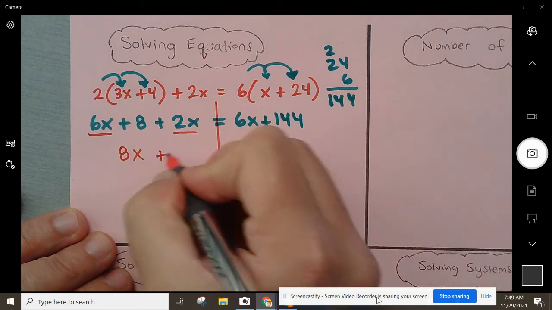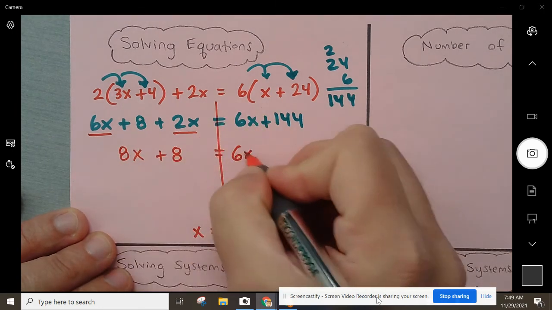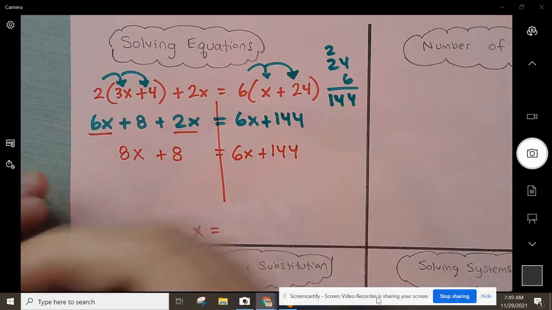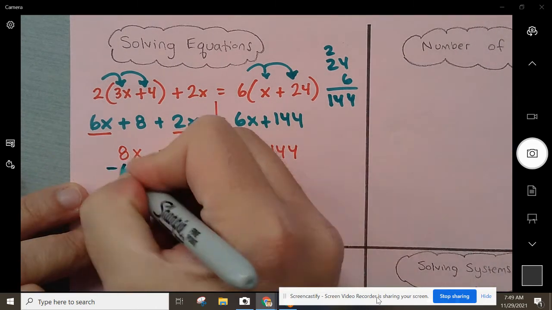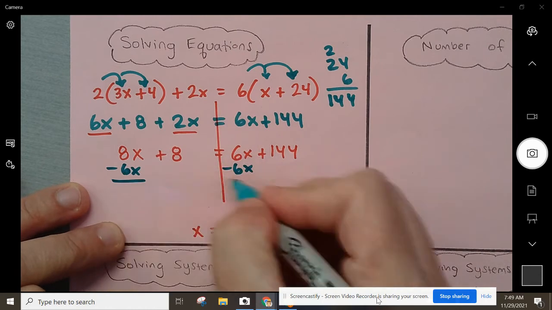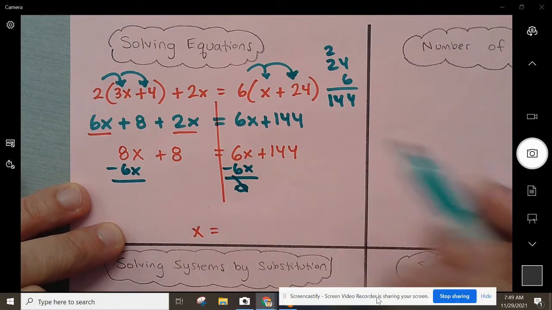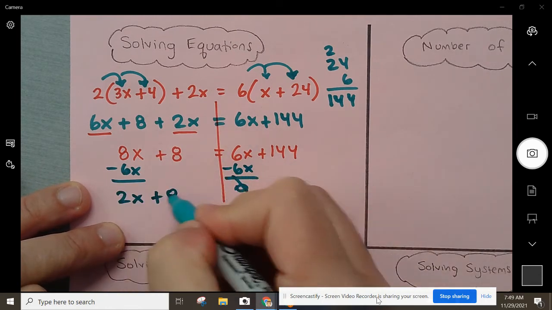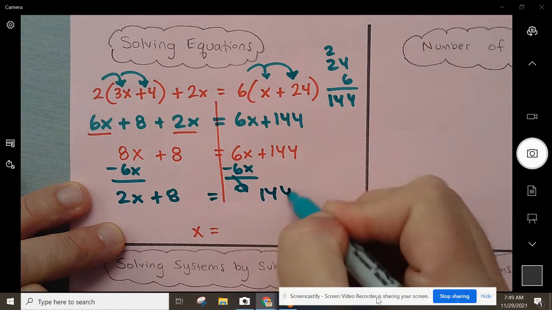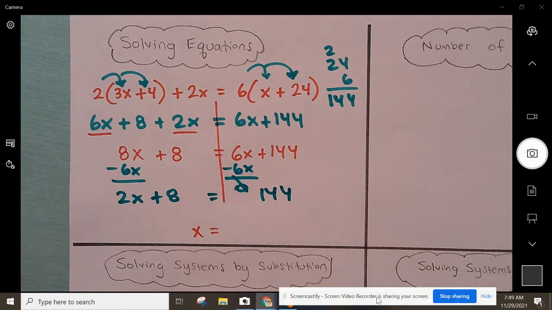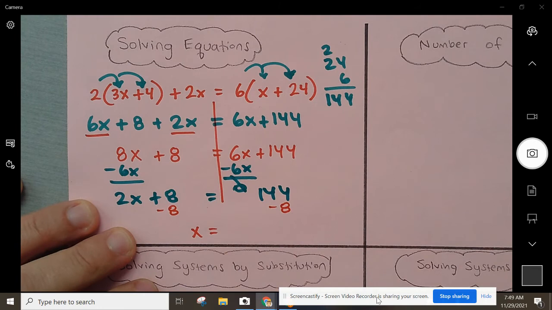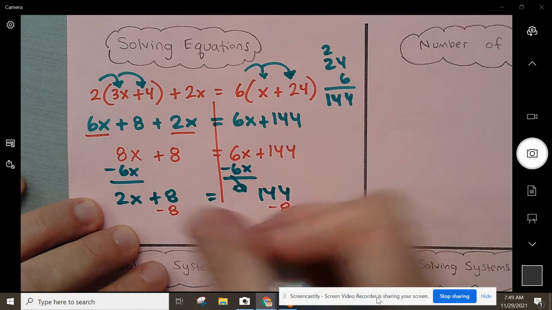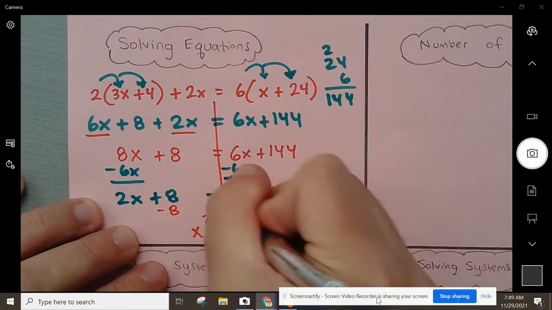8x, bring this down, plus 8 equals 6x plus 144. Keep it going. We're going to subtract 6x on both sides. That's going to cancel out. I'm going to have 2x here, plus 8 equals 144. I'm running out of room a little bit, but it's okay. We can squeeze in our problem here. If you're running out of room, it's not a big deal today. Don't worry about how much work you're writing. I'd love to see the work.